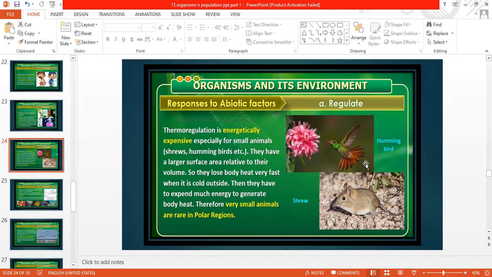This is because heat loss or heat gain is a function of surface area. The small animals have large surface area relative to their volume. They lose body heat very fast in low temperature. They have to expend more energy to generate the body heat through metabolism. And so, very small animals are rarely found in cold areas.